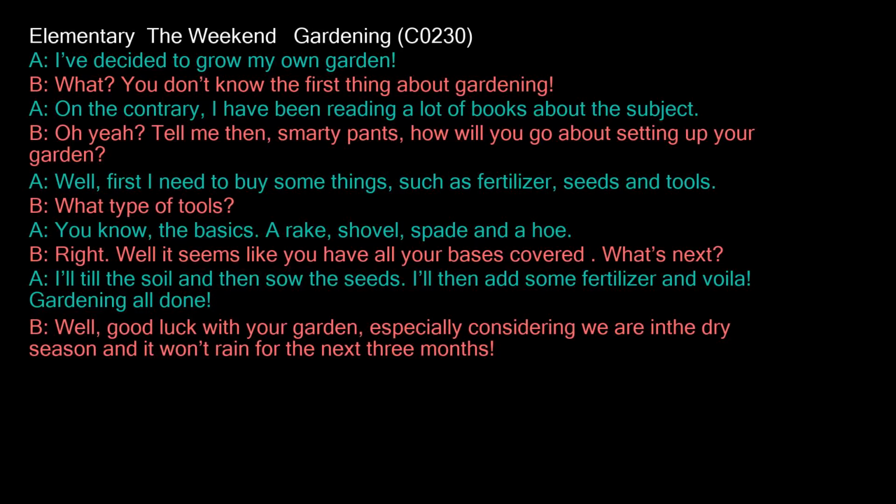I've decided to grow my own garden. What? You don't know the first thing about gardening. On the contrary, I've been reading a lot of books about the subject. Oh yeah? Tell me then, smarty pants. How will you go about setting up your garden? Well, first I need to buy some things such as fertilizer, seeds, and tools. What type of tools? You know, the basics. A rake, shovel, spade, and a hoe. Right. Well, it seems like you have all your bases covered. What's next? I'll till the soil and then sow the seeds. I'll then add some fertilizer and voila, gardening all done. Well, good luck with your garden, especially considering we're in the dry season and it won't rain for the next 3 months.